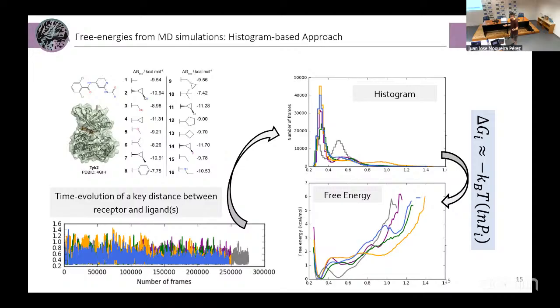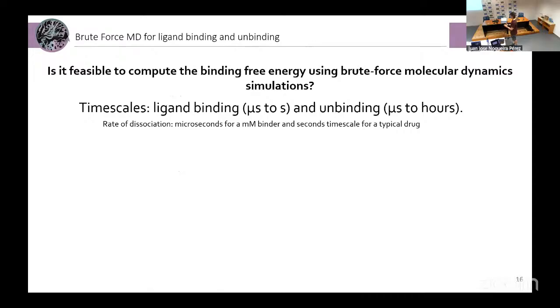Sampling, no? So it's possible to have a long enough simulation in order to obtain accurate histograms, accurate probabilities, and accurate free energies. So this is quite impractical. Why? Because typically the time scale of ligand binding is from microseconds to seconds, and the time scale of ligand unbinding is from microseconds to hours of real time.